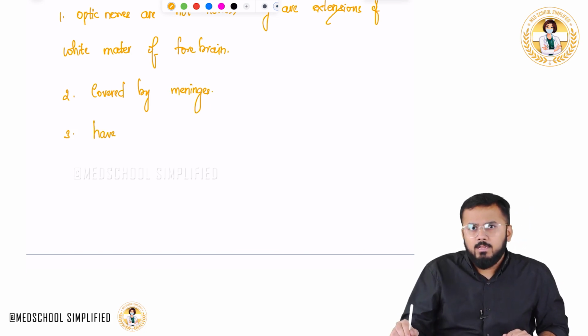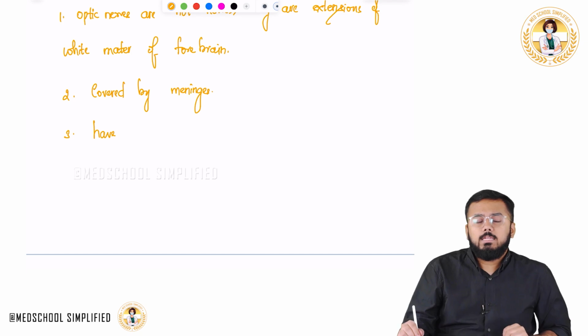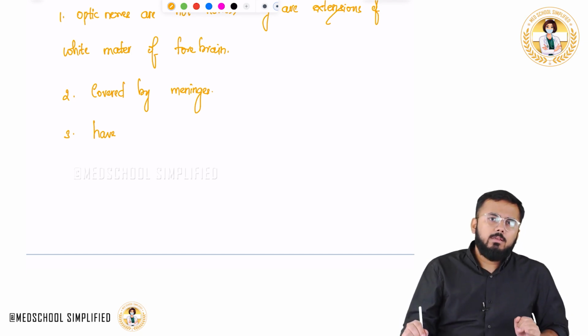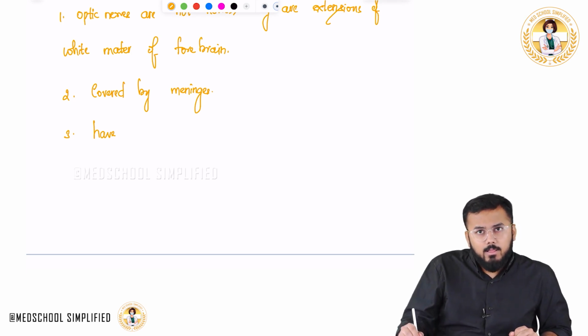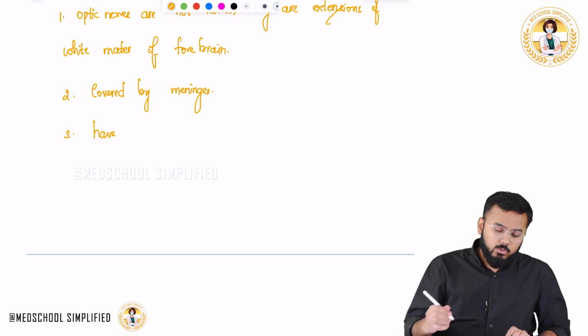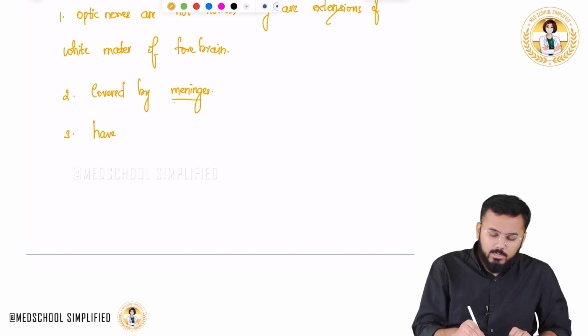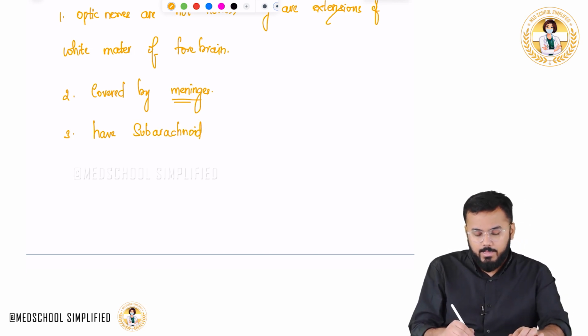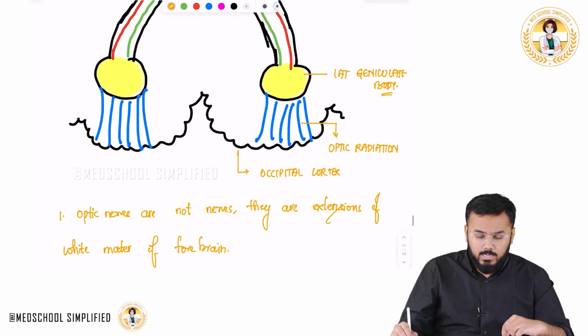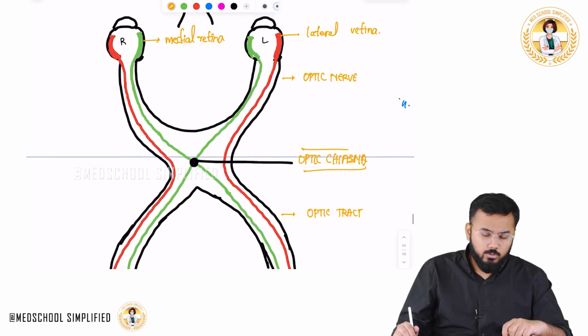If meninges are there, I have discussed the meninges before. There I discussed that the outer layer is called dura mater, the middle layer is called arachnoid mater, and the inner layer is called pia mater. Between the arachnoid and pia mater, the space is called the subarachnoid space. So here also, if they have meninges, they will have a subarachnoid space. Okay, so these are some very important things which you need to know here, guys.